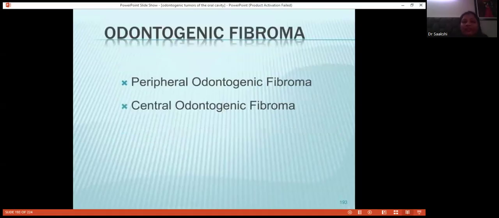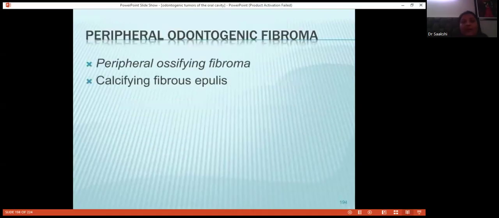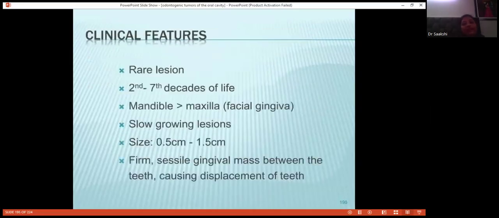The next is an odontogenic fibroma, which includes a peripheral odontogenic fibroma and central odontogenic fibroma. The peripheral one includes your peripheral ossifying fibroma and calcifying fibrous epithelial. The clinical features include a rare lesion, which is usually seen around the 2nd to 7th decades of life. Now, it is more commonly affected in the mandible than the maxilla and usually seen in the gingival area.